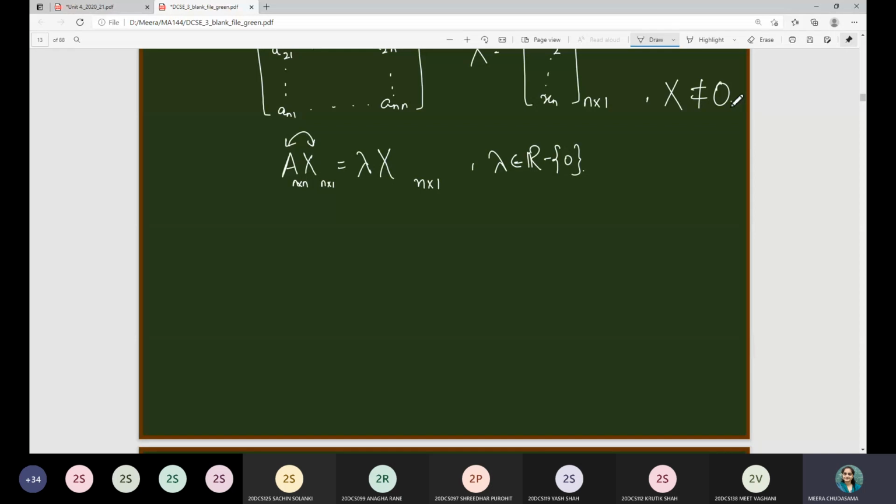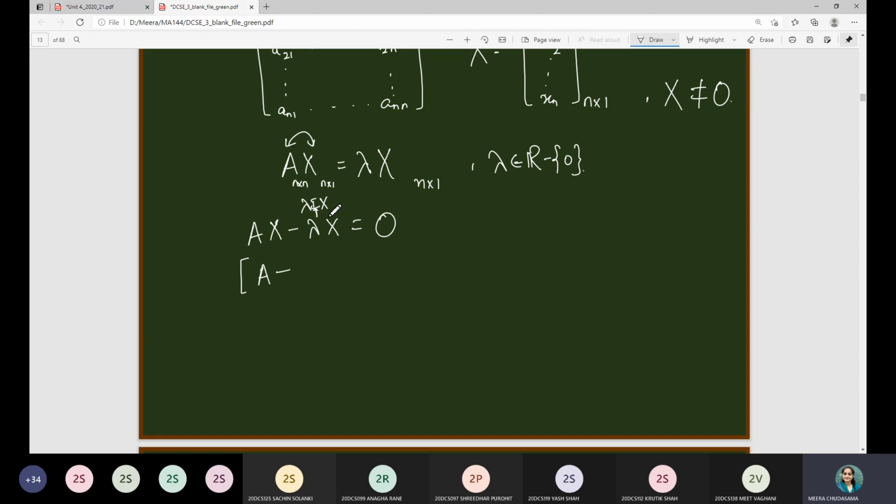we are going to consider. Okay, in that case I can write this expression as AX minus lambda X is equal to 0 matrix. Left hand side is 0, so right hand side has to be 0. That's why I have represented it with big O, right? Now I can write this lambda X as lambda identity matrix X.